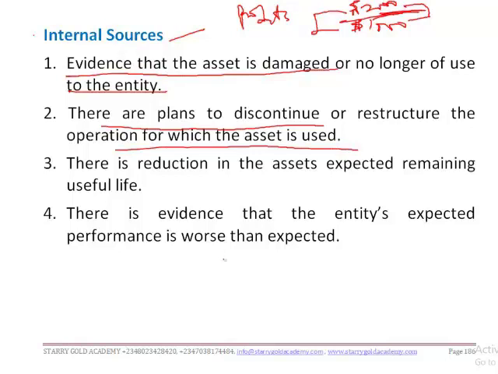So also if there is a reduction in the asset's expected remaining useful life and there's evidence that the entity's expected performance is worse than expected. In such a case, there's an indication of impairment. Okay, are we together? Now we are progressing, right?